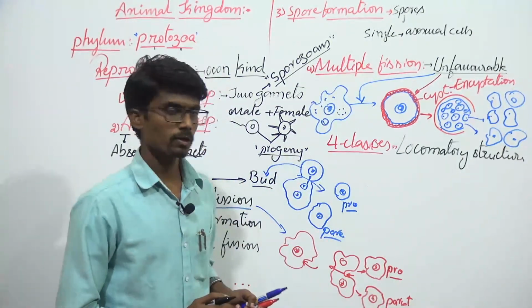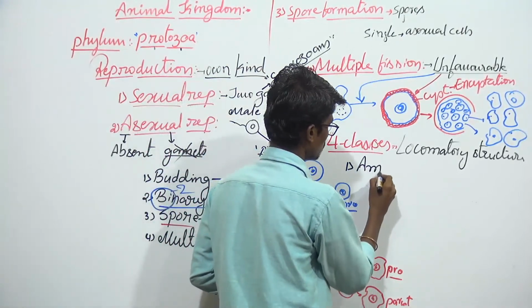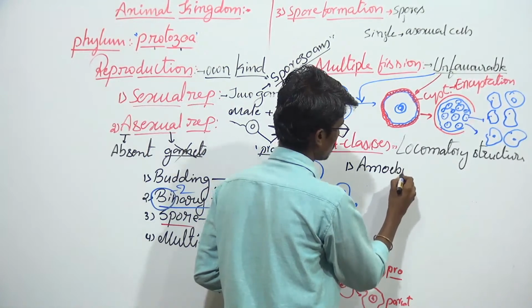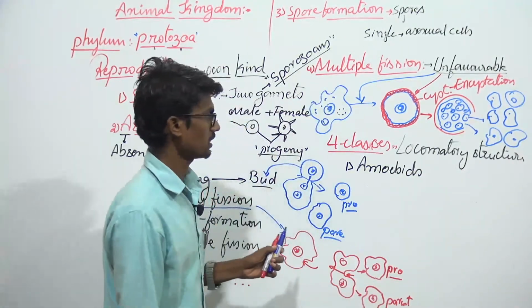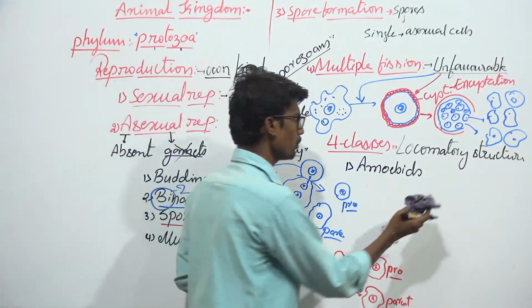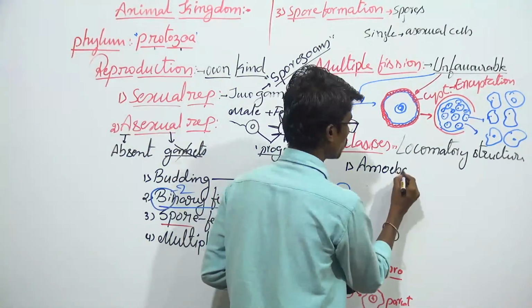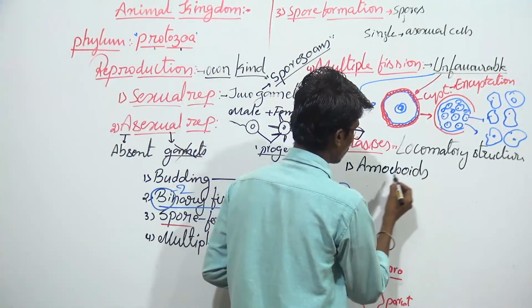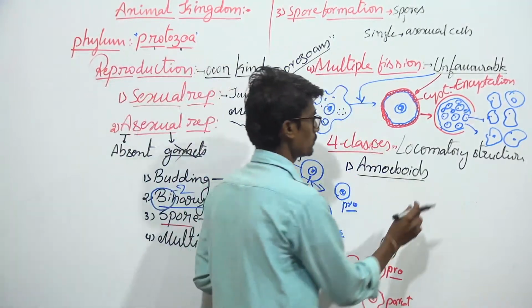And what are those 4 classes? The first one is amoeboids, and these are the protozoans having pseudopodia. Amoeboid protozoans.